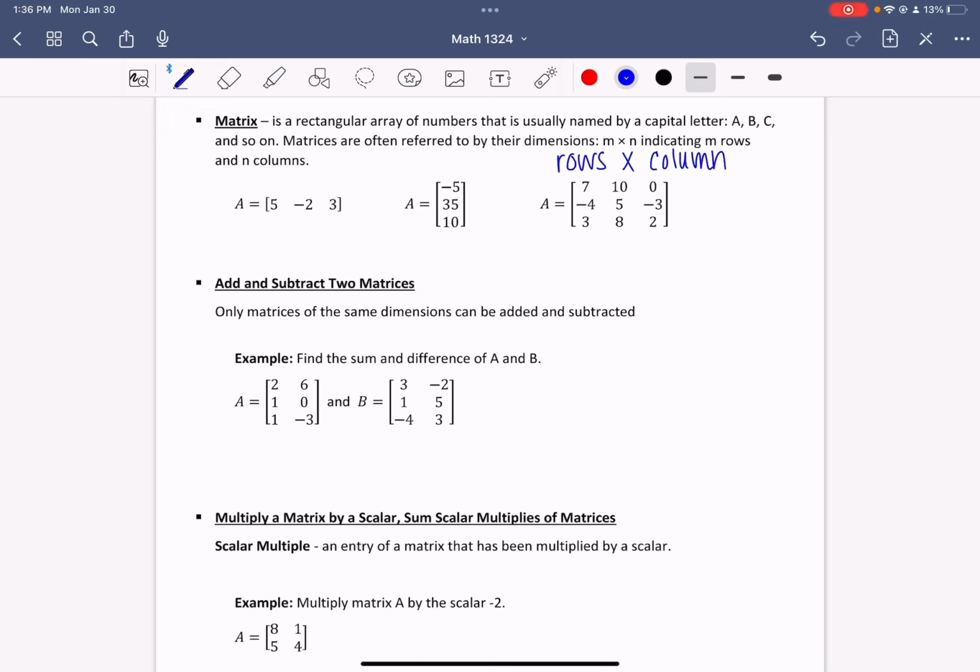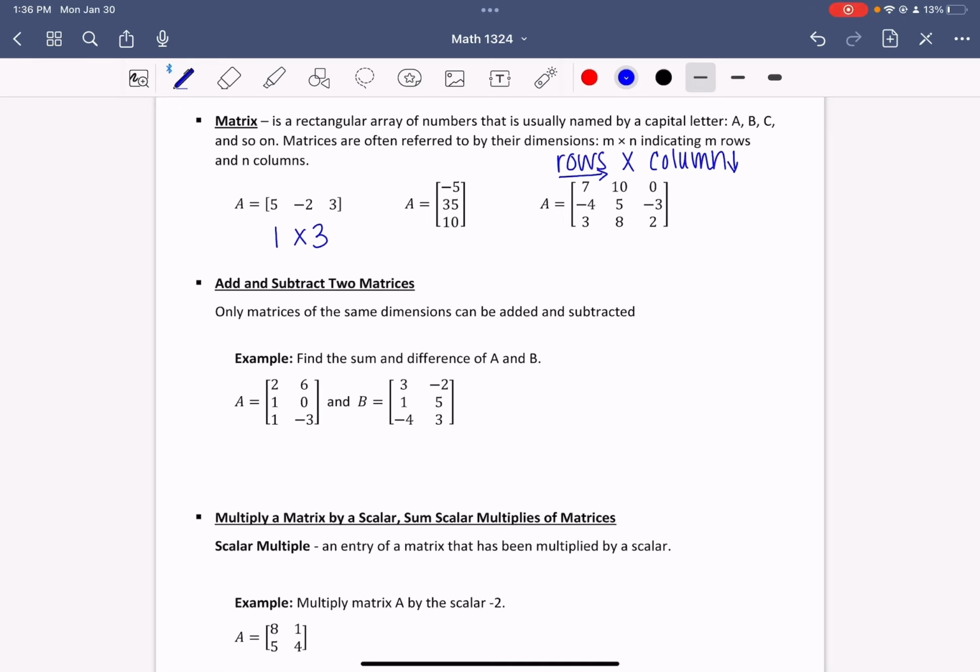And so I have 3 examples here of matrices. I have matrix A, which is 5, -2, 3. This one is considered the size to be 1 row because your rows are what's moving left and right. Your columns are what's moving up and down. So this would be 1 row by 3 columns. So it would be a 1 by 3 matrix.